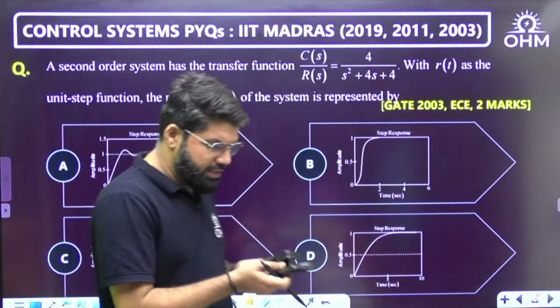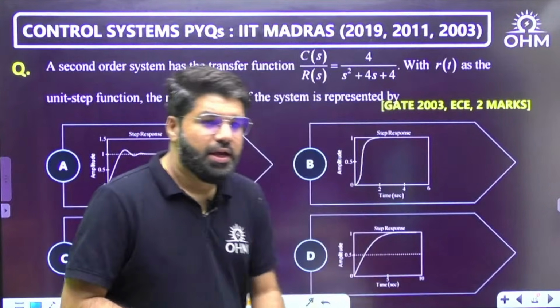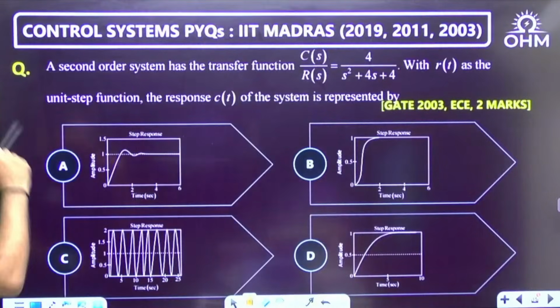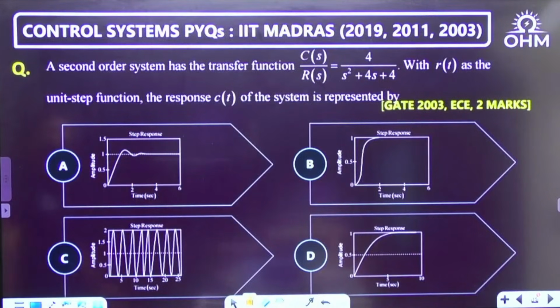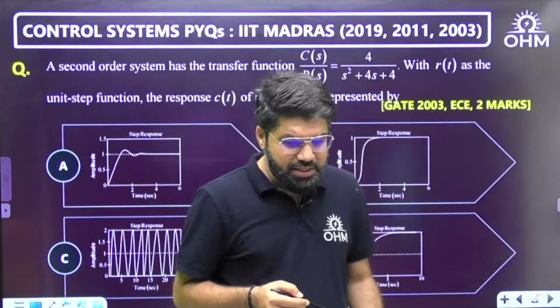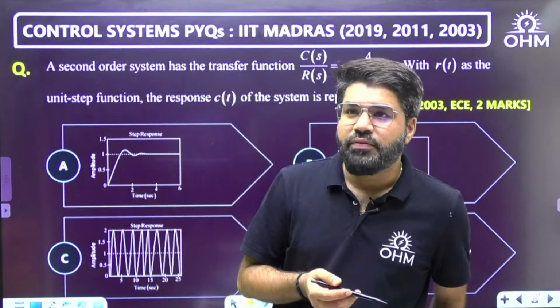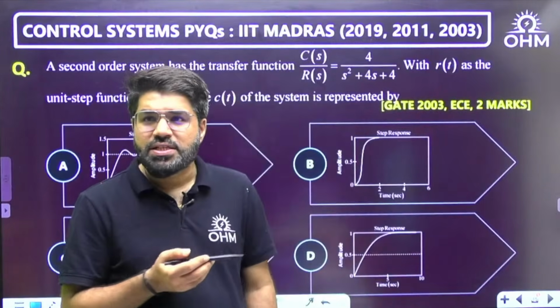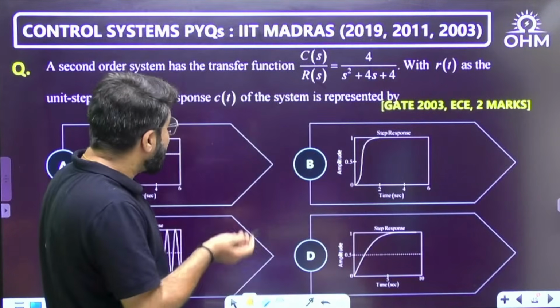Spandan has given the answer D, correct. Let's move forward. The second order system has this transfer function 4 upon S square plus 4S plus 4. What is the response of the system represented by? Similar question we solved in the last session, only thing is a differential equation was given. Again, here a direct transfer function is given.